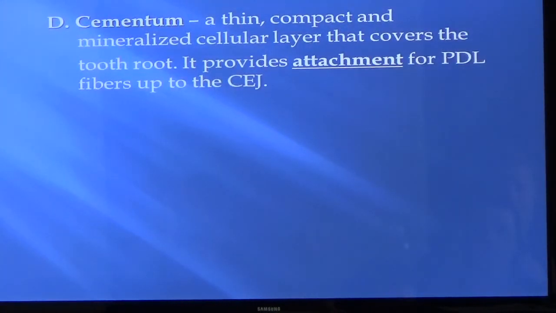Cementum. Okay, you guys remember cementum from a few weeks ago? It's what covers the root. It's the hard structure that covers the root. The enamel is a hard structure that covers the crown. The cementum is the hard structure that covers the root, and it provides attachment for the PDL fibers up to the CEJ.